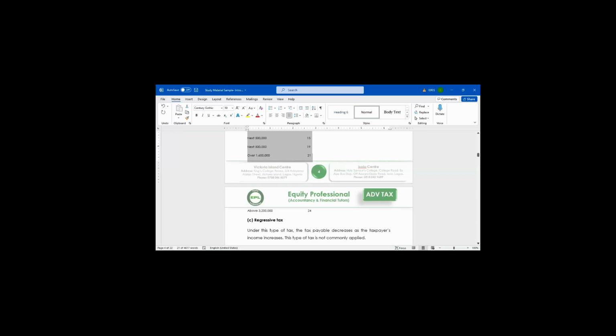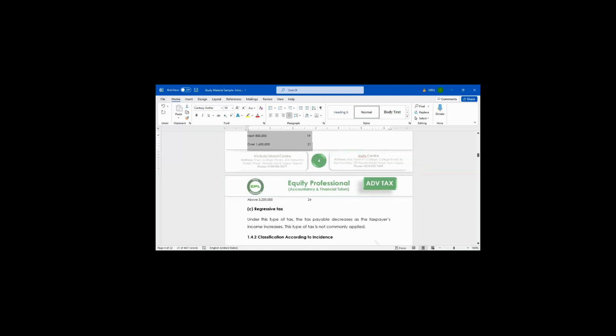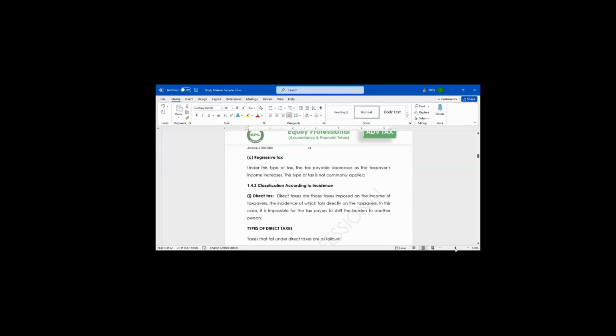Regressive tax system. Another type of tax under tax rate. Regressive tax is the opposite of progressive tax. In regressive tax, this is a tax system where the tax rate decreases as the income increases. As your income is going up, your tax rate is going down.